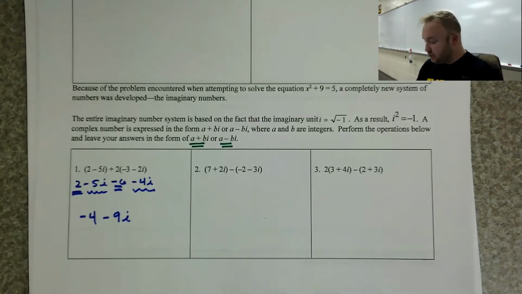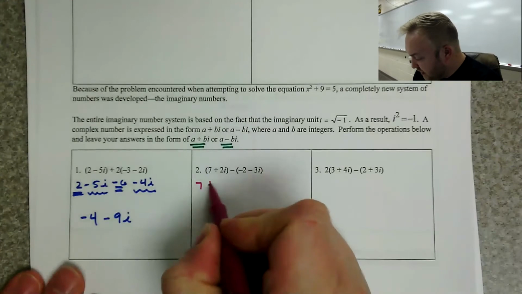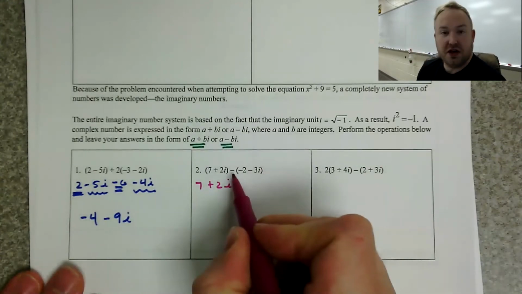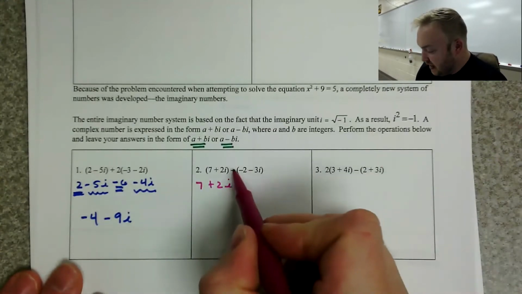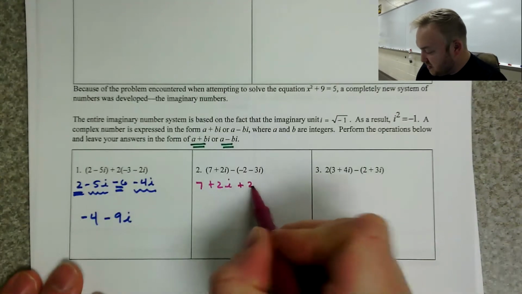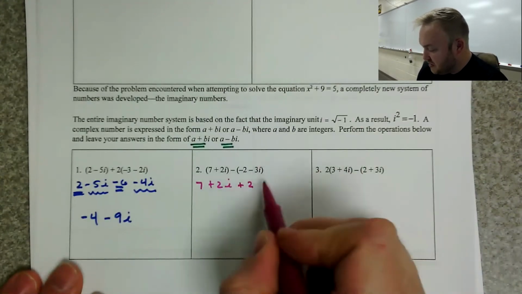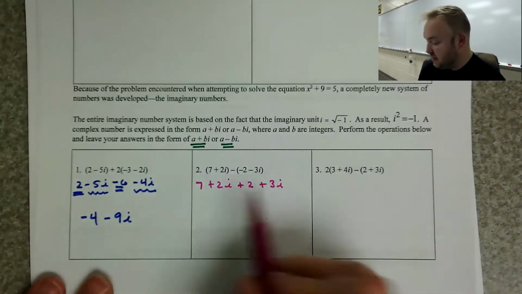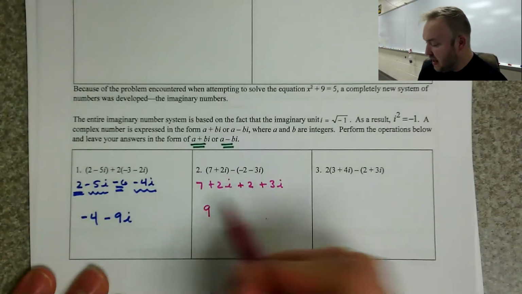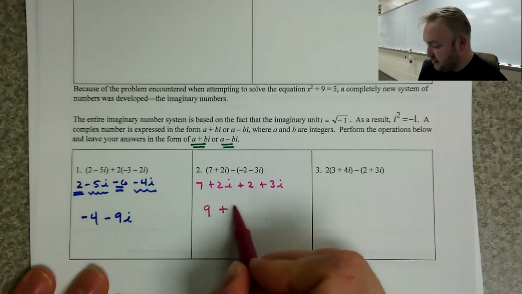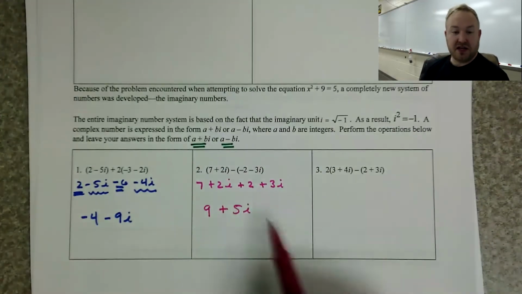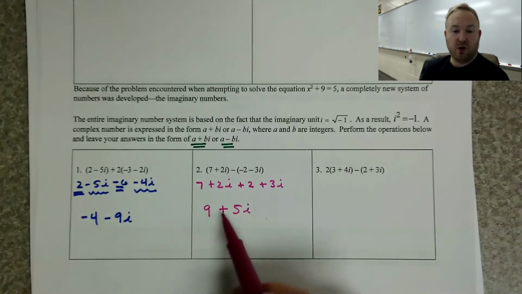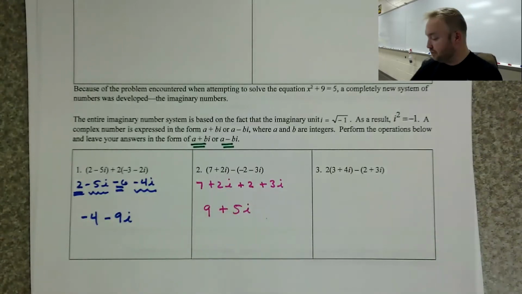Okay, here I'm going to start with my 7 plus 2i, and now I'm just going to distribute this negative. So -1 times -2 is +2. -1 times -3i is +3i. And now let's just combine our like terms. 7 plus 2 is 9. 2i plus 3i is 5i. And that's as far as I can take it, and I've got my real plus imaginary form.